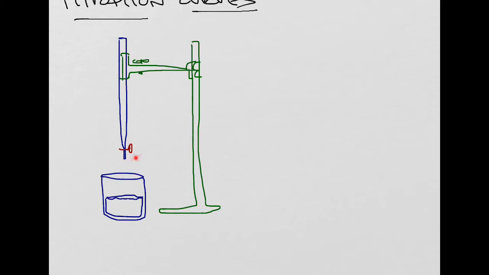This is an apparatus called a burette. And a burette is essentially a glass tube with the ability to control the flow of what comes out of that tube with this thing called a stopcock at the very bottom. So when you open up the stopcock, it allows for the solution to flow out of the burette. And if you close the stopcock, obviously it prevents anything from flowing out.